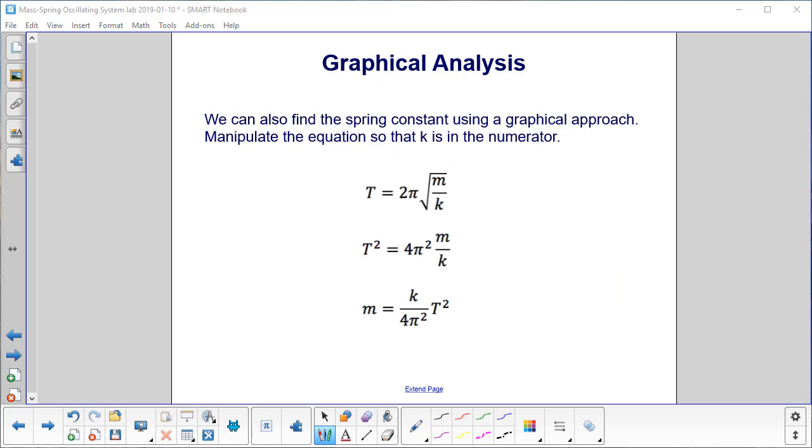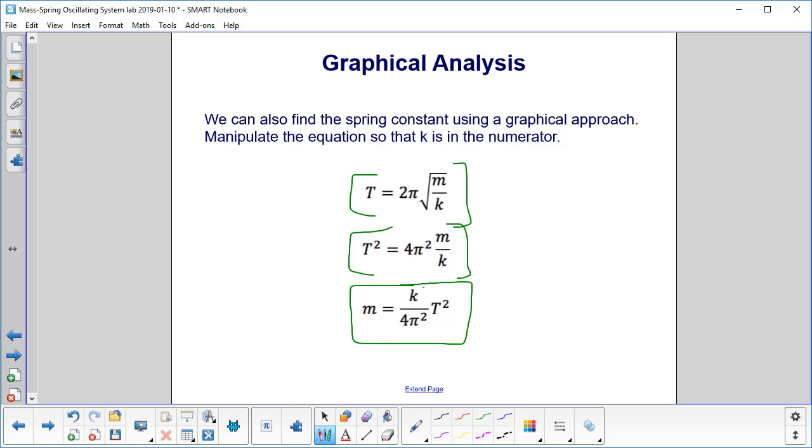Now it's time to see how we do it using a graphical approach. We start again with the period. We square both sides to get rid of the radical. Now this time we're going to want k in the numerator, and we'll have it as a function of mass. So do you think you see where we're going with this yet? Right here's the clue. And we'll move to the next slide and show you what we're up to.